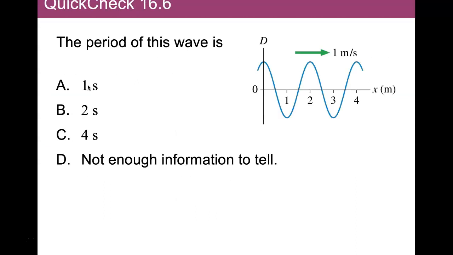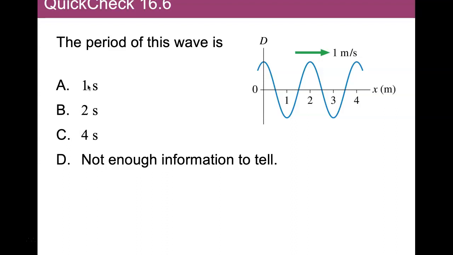All right, so here's another quick question. Again, pause the video and try to figure it out. Okay, so what is the period of this wave? So this is a snapshot picture, right? Because the horizontal axis is x, is distance. So we're looking at a given time at the pattern of the wave. And we know it's moving at 1 meter per second to the right.